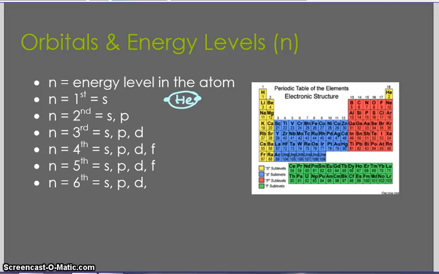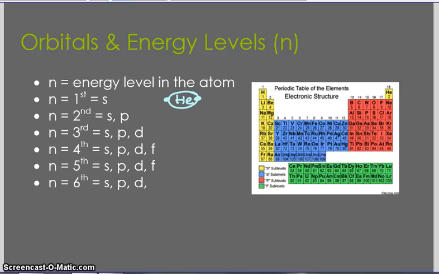Now the second energy level has an s and a p sublevel, just like the second level of the house and the boarding house. So it can hold 2 in its s orbital, or bunk beds, and 6 in the p. 2 plus 6 is 8. That is where the 8 is coming from in our second energy level.